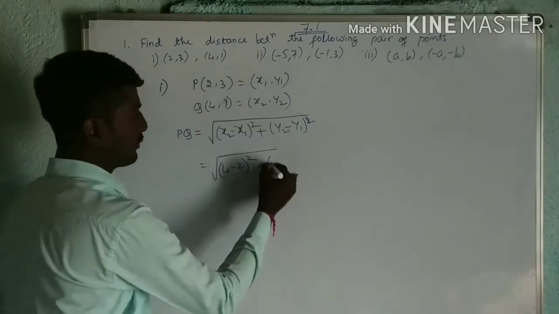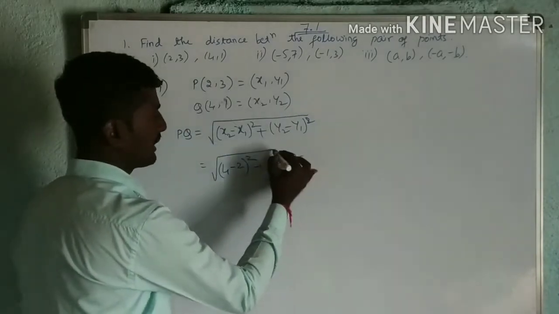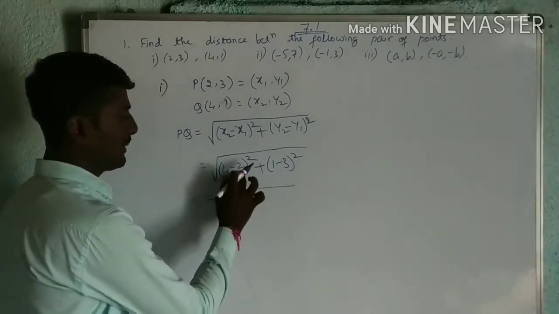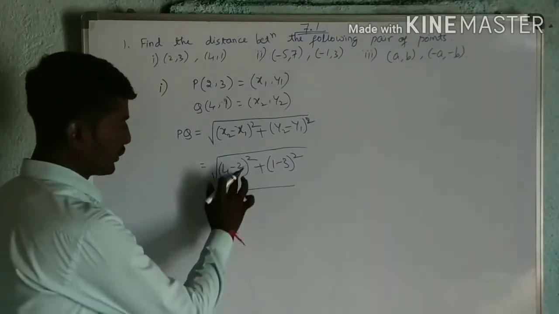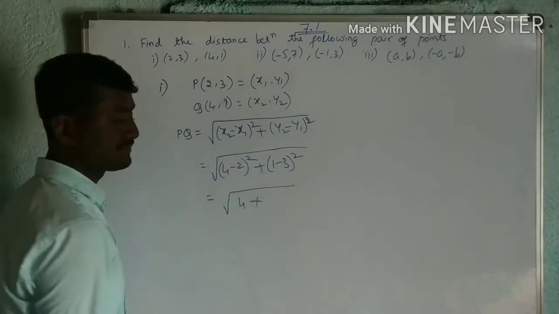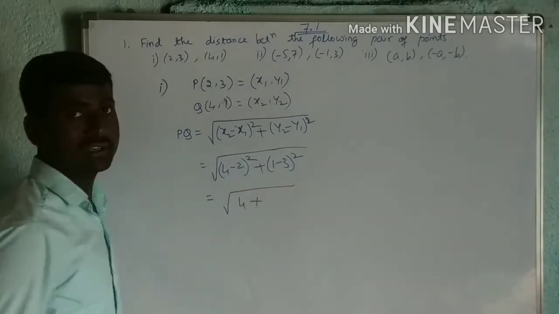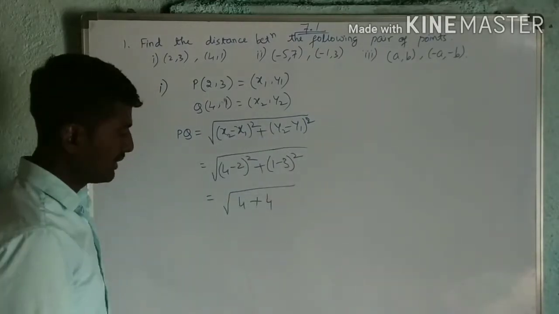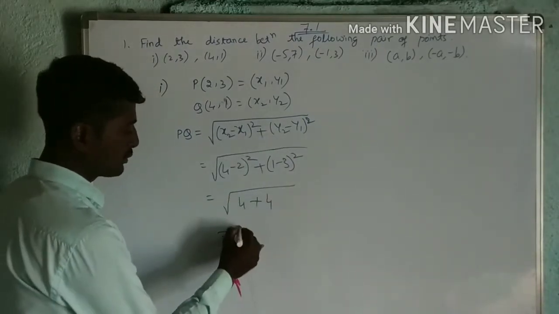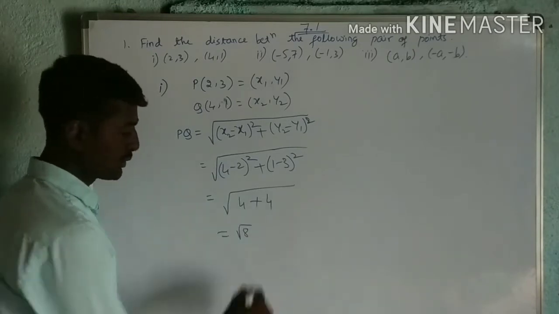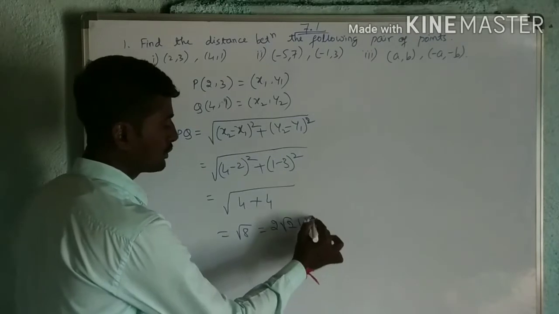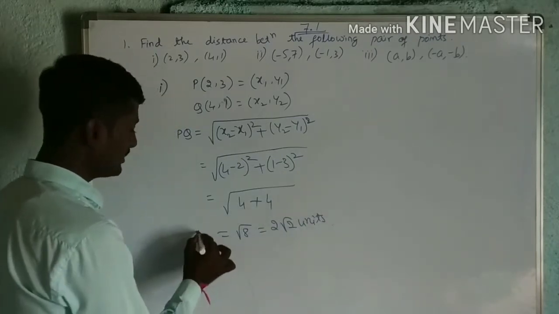1 minus 3 square. Now this is equals to under root of 4 minus 2, that is 2. 2 square, it is 4 plus 1 minus 3, minus 2. Minus 2 square, it is also 4. Again same, 4 plus 4, that is root of 8. So root 8 is nothing but 2 root 2 units. 2 root 2 units. This is what?